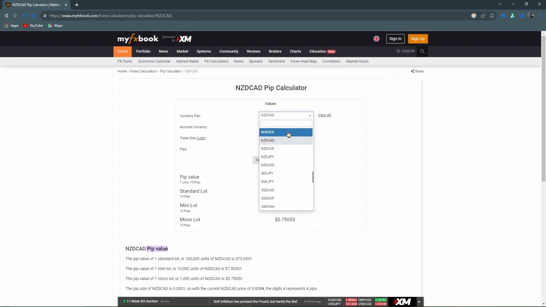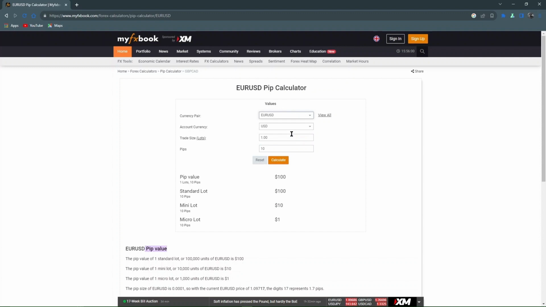Let's take another pair, for example. GBP CAD. Look at the GBP CAD. GBP CAD is also giving the same pip value right here. Let's take Euro USD. Euro USD is giving $100 over here because we have USD inside. Let me take a different pair for example.